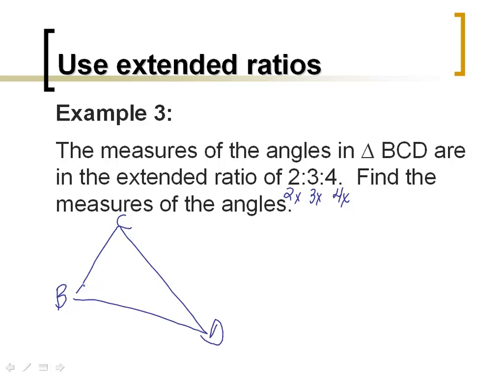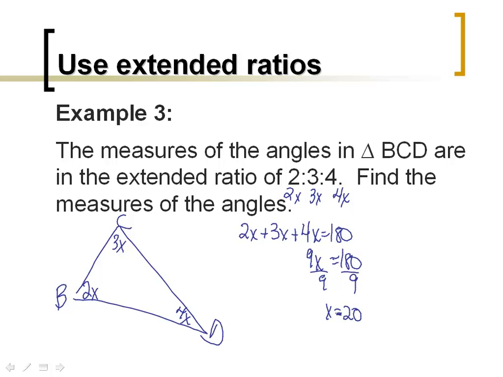So angle B, I'm going to say, is 2 times the variable, angle C is 3 times the variable, and angle D is 4 times the variable. It says find the measures of the angles. Well, thinking about it, the angles of a triangle always add up to 180. So we can make ourselves a little equation here. 2x plus 3x plus 4x equals 180. Well, 2 plus 3 plus 4, that's 9x equals 180. Divide both sides by 9, and x equals 20.